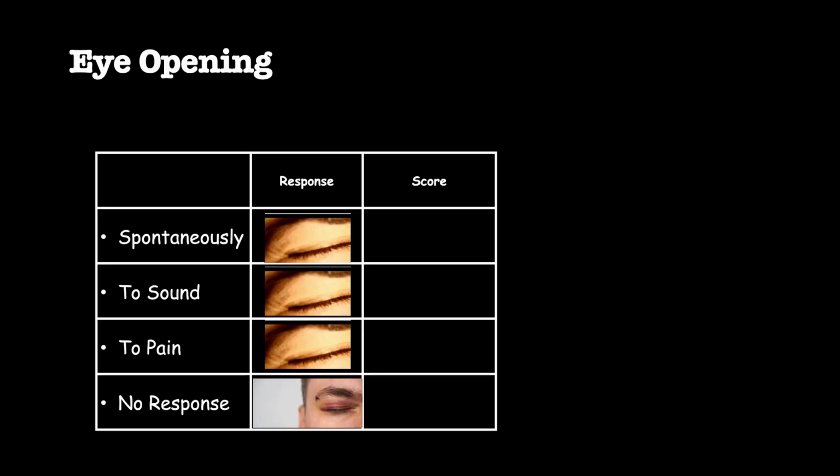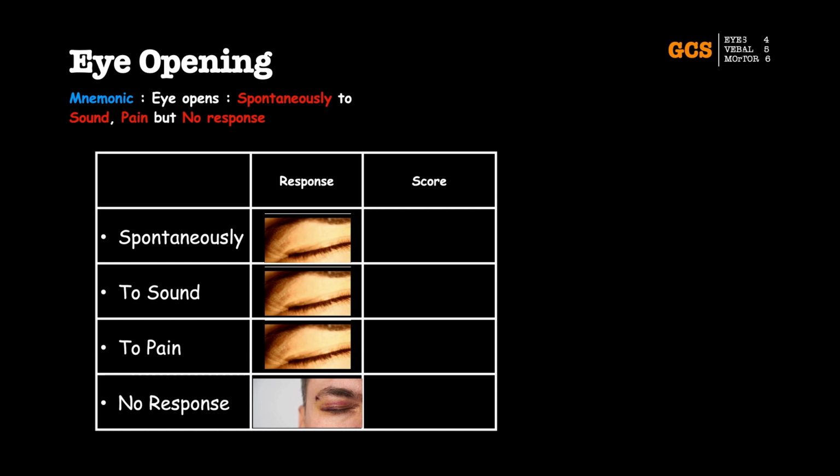Now, the first component of the scale is the eye opening, and the mnemonic for the eye opening is: eye opens spontaneously, to sound, to pain, but no response. What I want you to focus on over here is spontaneously, sound, pain, no response. And so if the patient opens the eye without you asking the patient to open the eye and even blinks the eye, you score the patient 4.